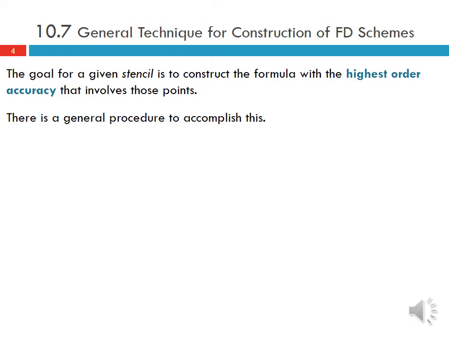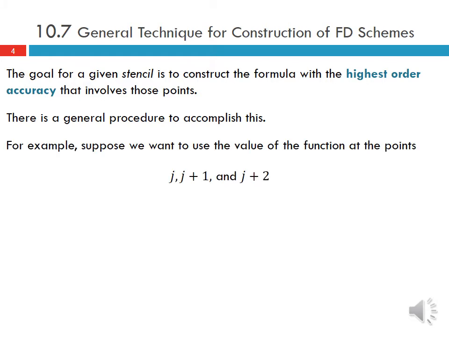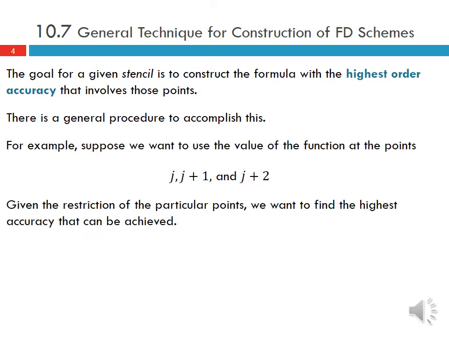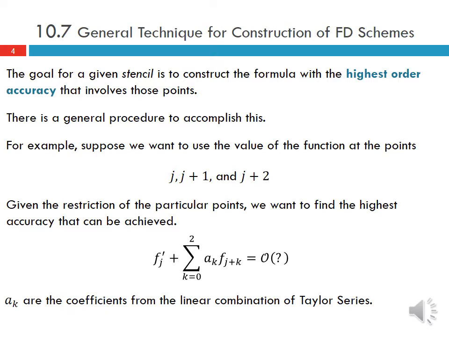And there is a general procedure to accomplish this, which we will illustrate with an example. So for example, suppose we want to use the value of the function at the points j, j plus 1, and j plus 2 to estimate the derivative at the point j. So given the restriction of these particular points, we want to find the highest accuracy that can be achieved. So the finite difference scheme can be written in the form shown here.